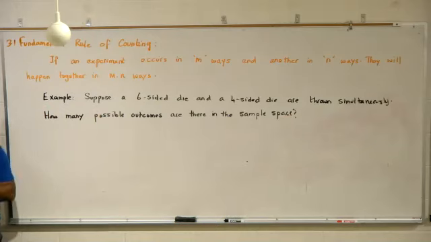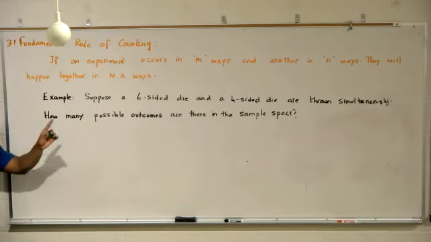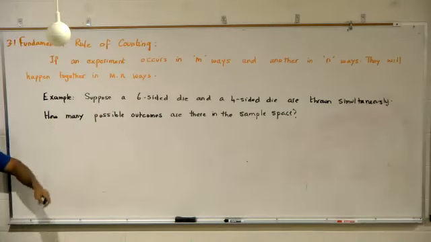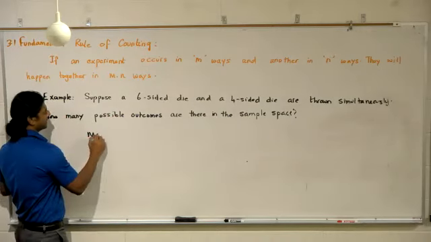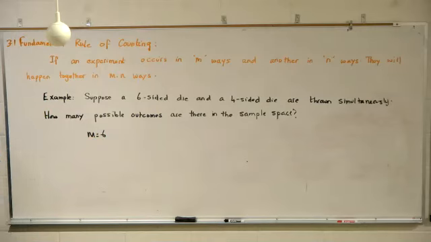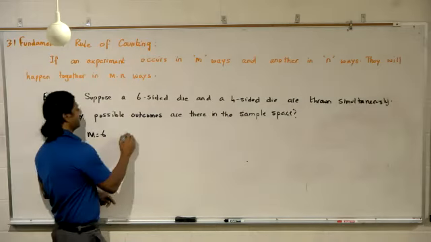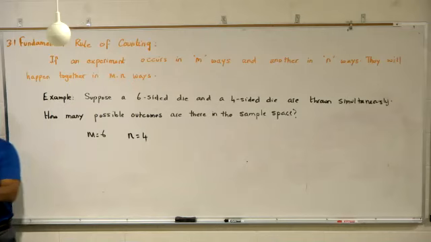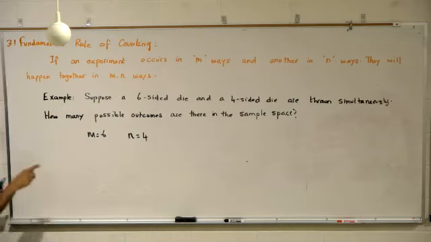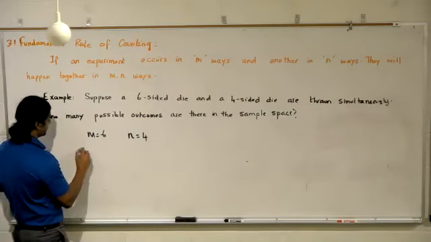How did we get 24? You just multiply 6 and 4, right? So m number of ways for the 6-sided die. When I mean m number of ways, I mean 6 possible outcomes. And n number of ways, n is equal to 4. So in total, if you throw a 6-sided die and a 4-sided die simultaneously, you would have 24 possible outcomes.